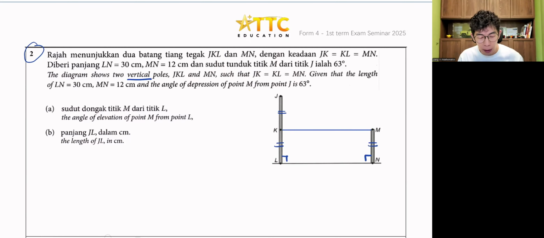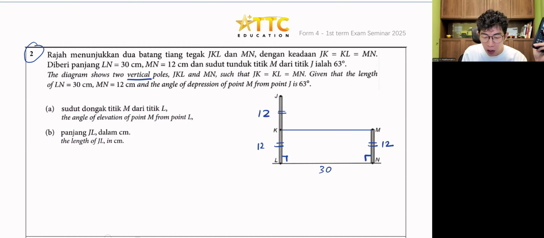Given that the length of LM is 30 cm, the length of LN, sorry, I read wrongly. LN is 30 cm. MN is 12 cm, so this will be 12 cm as well. Okay, this will be 12 cm.